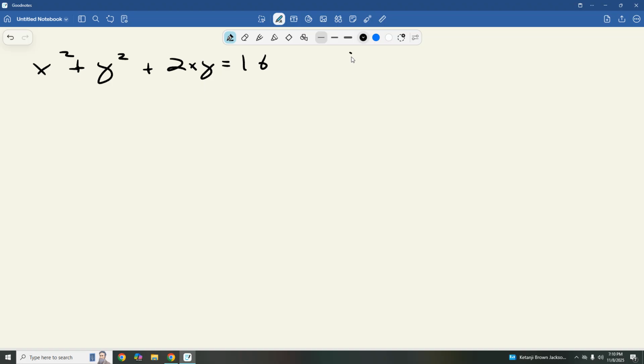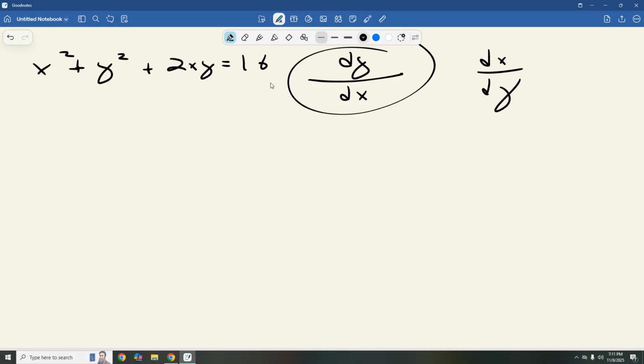So when you're going over implicit differentiation, you will always default give respects to x. Give respects to x is going to be dy over dx. And in the problem, it's always going to ask, basically, find dy over dx, or find dx over dy. And dx over dy is just the reverse of dy over dx, where you give respects to y instead of x. And what does that mean exactly?